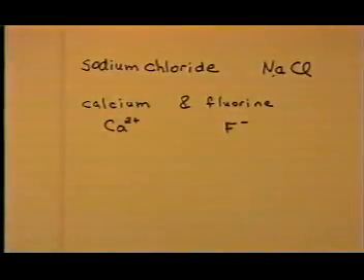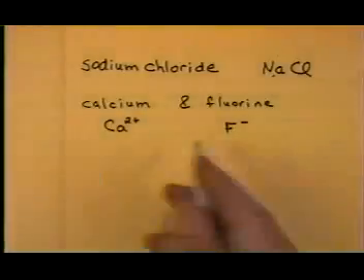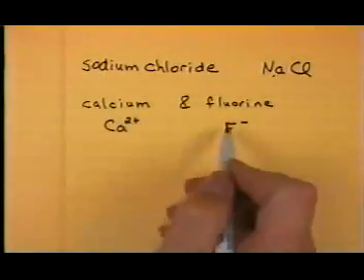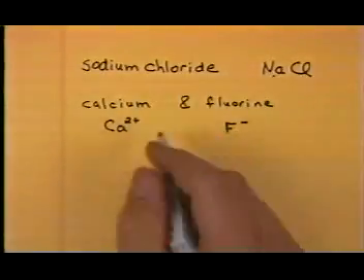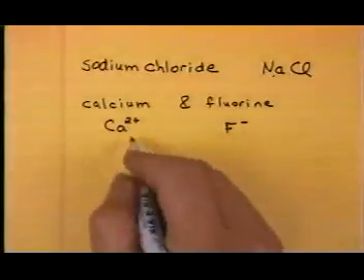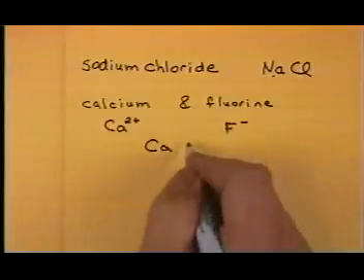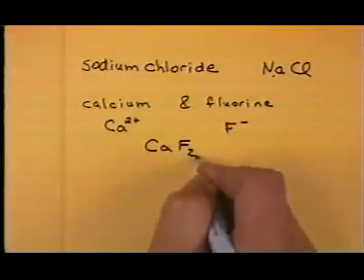Calcium ion is charged +2. Fluoride ion is -1. To get the formula, find the least common multiple between these two, and it is 2. So to make this number a 2, we take it times 1. To make this number a 2, we take it times 2.